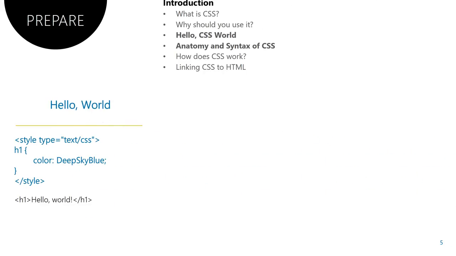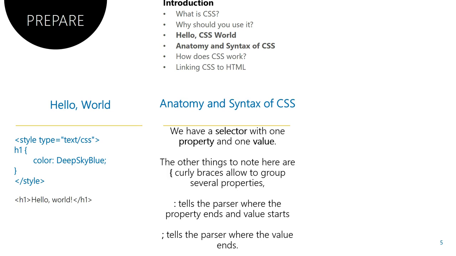We are going to see how we prepare CSS. To prepare CSS, we use again the style tag for inline CSS. We are giving H1 a color of deep sky blue, and then we're writing hello world. Now this hello world will come in as deep sky blue color. And then we have a selector with one property and one value.